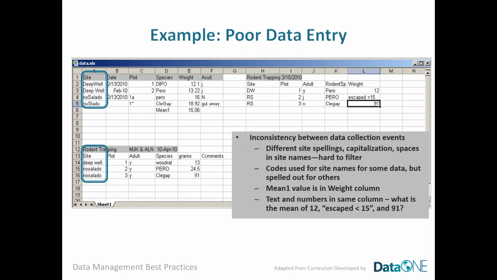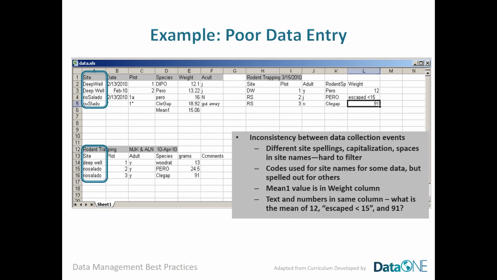The file contains several typos also, such as Rio Salado versus Rio Salado. A human can figure this out while looking at these spreadsheets, but the names would have to be harmonized for a statistical program to be able to use it. It would be easier to filter for just deep well with a space and not have to know that you also need to filter for deep well with no space.